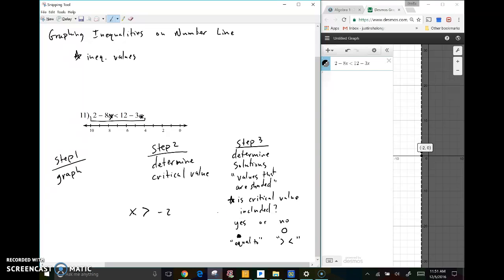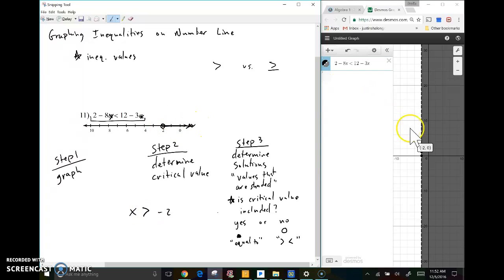And then the last part is, is the critical value included? So is -2 part of our solution, or is it just the critical value? Well, the way that we determine whether or not it's part is based on the inequality sign at the beginning. You can see here that the inequality sign is not equal to. There was not a line under. So for example, this is less than versus less than or equal to. This line right here means that the value is included, so it means we need a closed dot. This one doesn't have an equal to, so at -2 we'd have an open dot, and our values that are greater than -2 are these values this way.